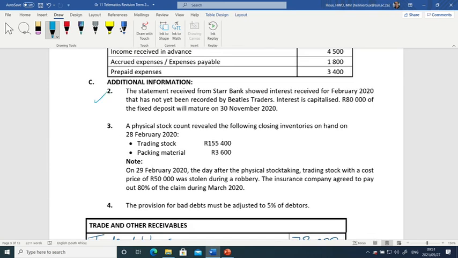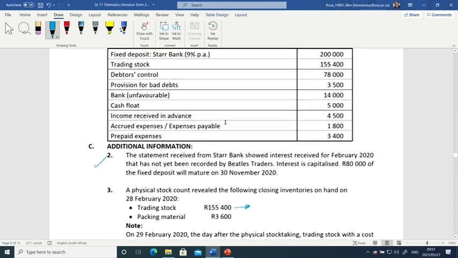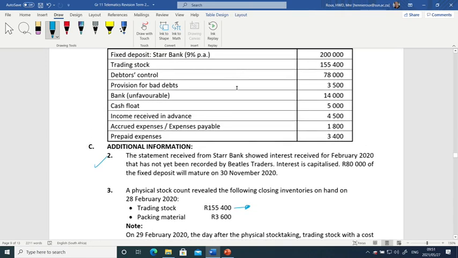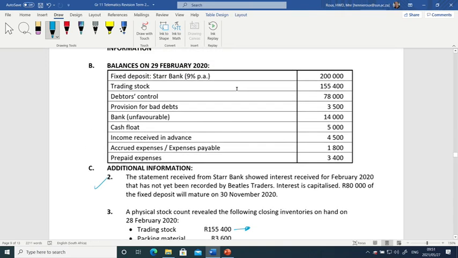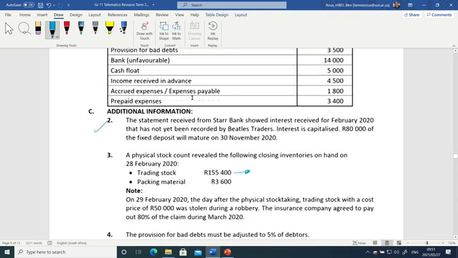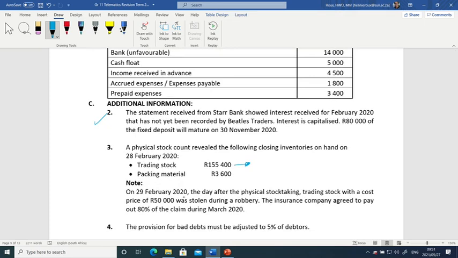Number 3, a physical stock count revealed the following closing inventories on hand: trading stock, packing material. We've already put the 155,400 there because that is the on-hand one. That's the correct one, irrespective of what is shown on the pre-adjustment balances, but that was also given 155,400. On the 29th of February, but remember this was done on the 28th.